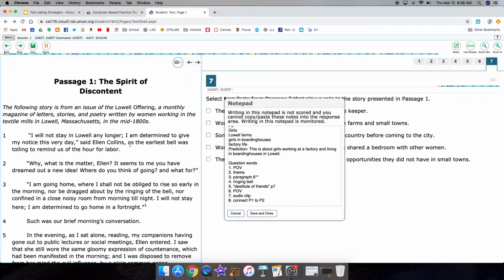Well, I know question 4 had something about bell, so I am going to highlight that. I don't know what it means, but I'm collecting evidence that goes along with my questions.